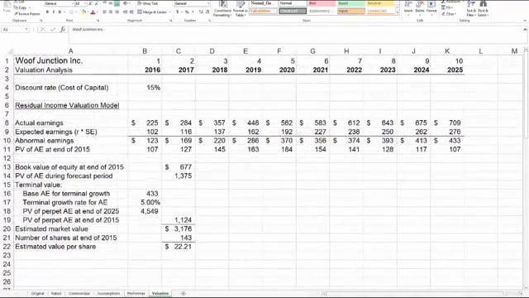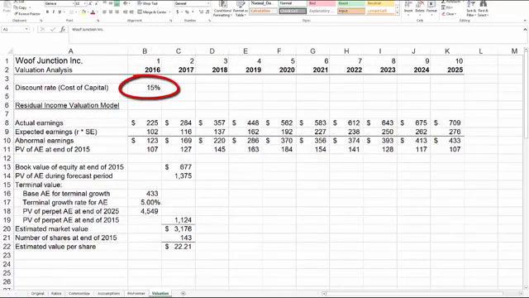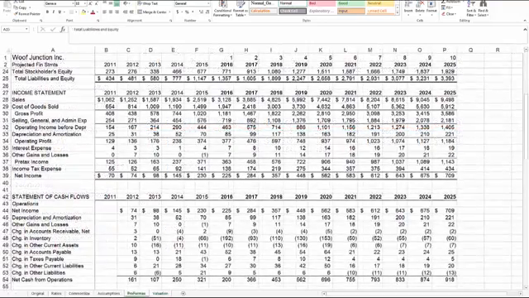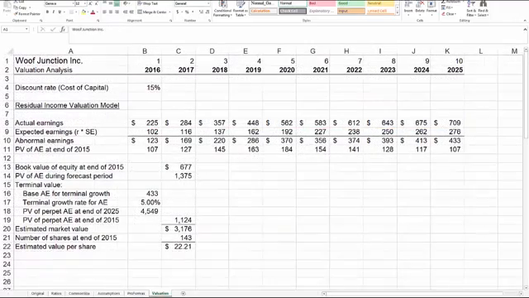Then you go to the valuation tab, and you have to enter in the discount rate or cost of capital. So again, I'm not going to tell you how to compute this, but I will tell you for Wolf Junction that it's 15%. Then what the spreadsheet does is it pulls in all of the actual earnings that you forecasted in the pro forma. So if we go back to the pro forma, we go up to net income, it's pulling in this net income or earnings.